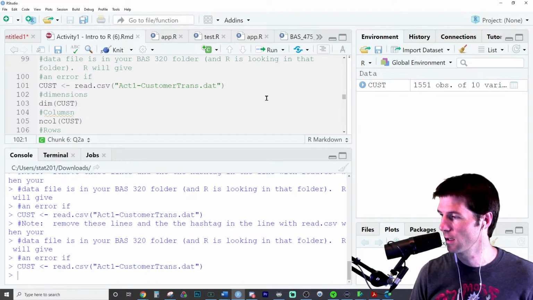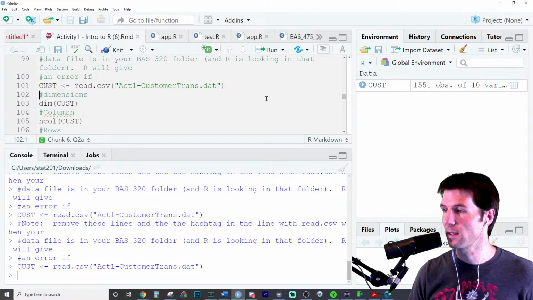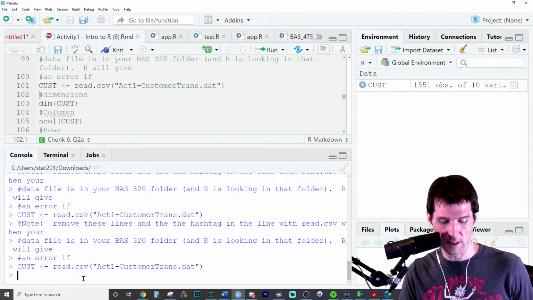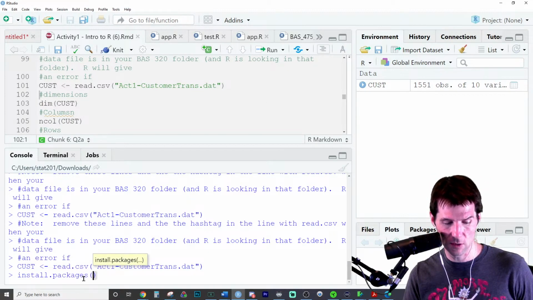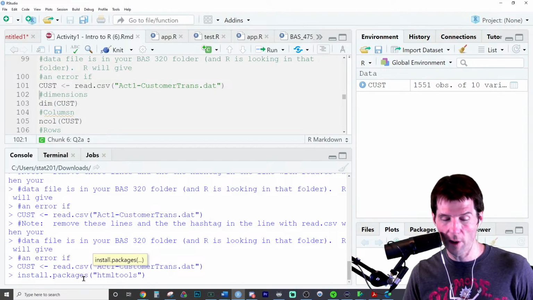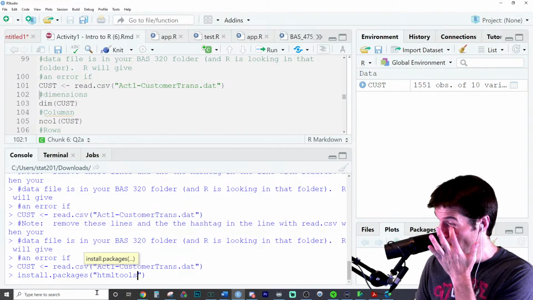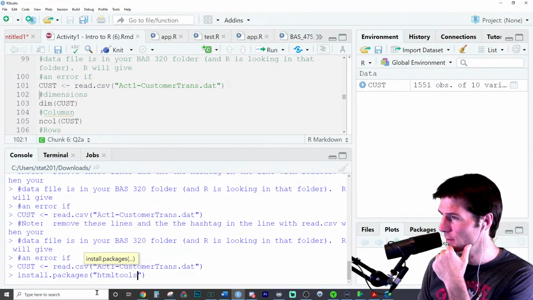How's it looking, Lindsay? Yeah, non-zero. Yeah, and then so if you get a non-zero exit error, go to install.packages. And maybe it's like htmltools or something. Try doing that, like install.packages. Lindsay, do you have the Discord, Lindsay?